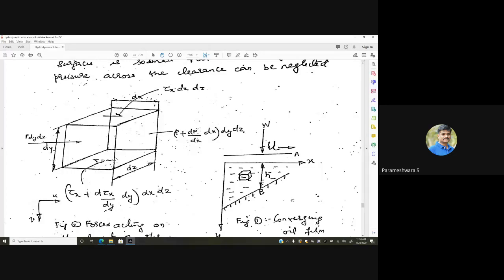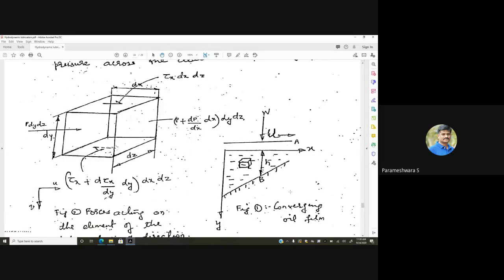Considering the converging oil film, we have seen in the previous class, while understanding the formation of continuous oil film in a journal bearing, that two portions are created in the bearing, the converging portion and the diverging portion. That creates pressure, which is sufficient to lift the journal, and the journal in turn runs concentrically with the bearing. So this converging film is considered for the derivation, and a small unit cell is taken out from it and analyzed for forces.